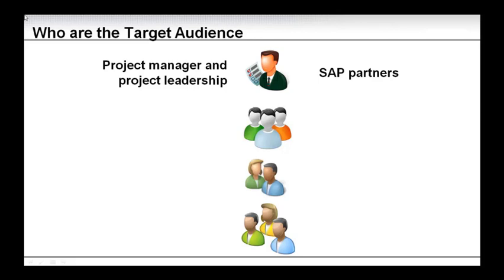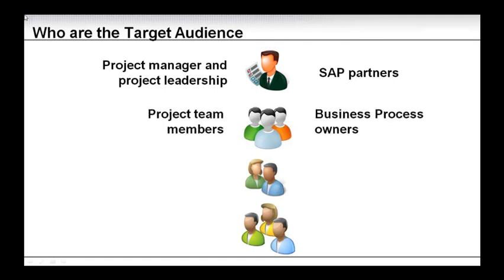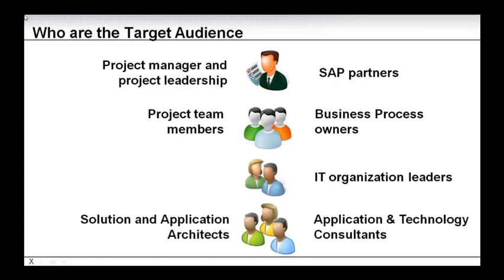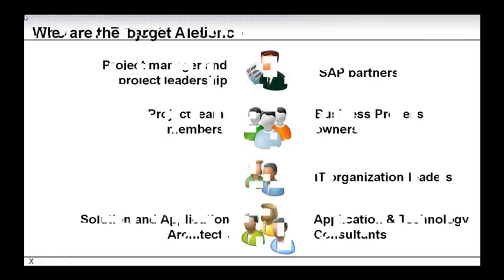But how does this map to the ASAP? So the ASAP target audience, let's just break it down into 4 levels. So you have the project manager or the project leadership, and you can even have SAP partners, which is on 1 level. Then you have the project team members itself. You have the business process owners from the business. You might have IT organization. If it's a dedicated IT organization that is involved, you will have the IT organizational leaders as target audience. And then you will have a number of solution and application architects, as well as application and technology consultants. So this is the key audience for the ASAP methodology.